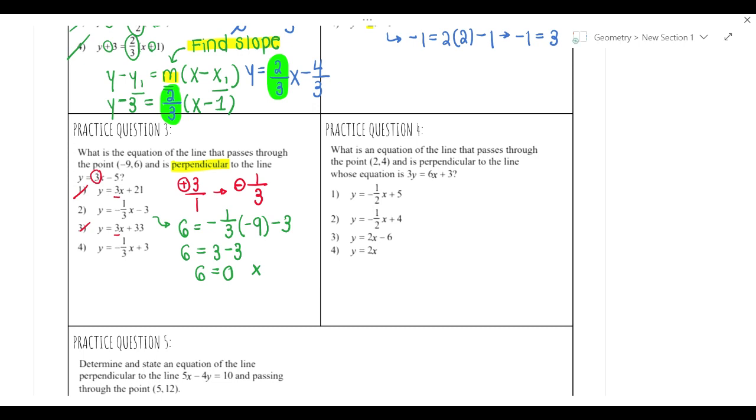Now, just to be sure, we're going to show work for option 4. Whenever I see y again, I'm going to plug in a 6, and whenever I see x, I'm going to plug in a -9. Okay, now I get 6 is equal to -1/3 times -9, which will give me a positive 3, plus 3. And what do we know? 6 is equal to 6. Now that works. So I just confirmed that it is option 4.